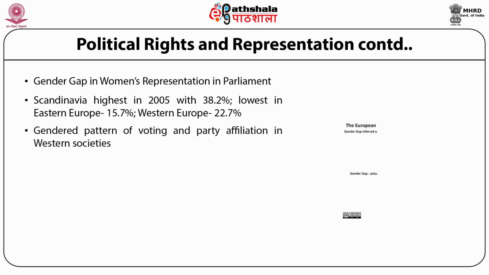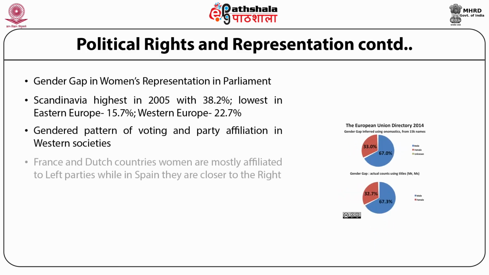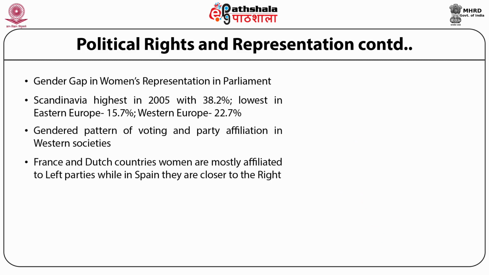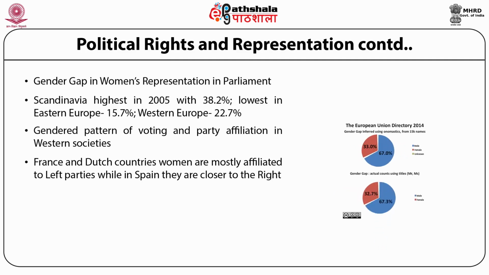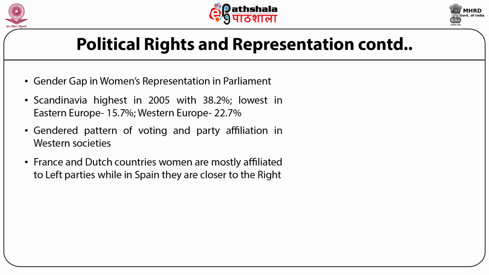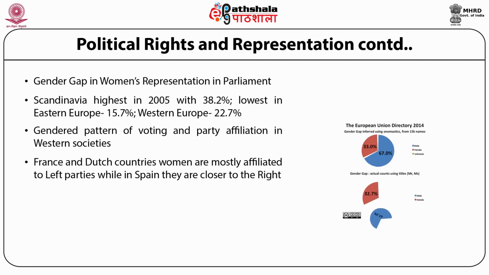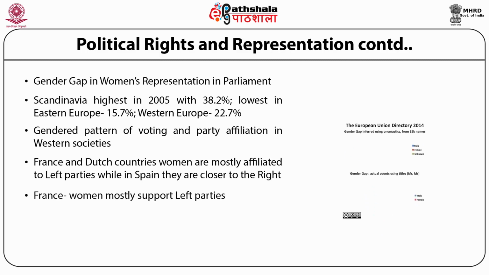Also, we find gendered patterns of voting and party affiliation in Western societies. Let me give you some examples. In France and Dutch countries, it has been found by comparative analysis that women are mostly affiliated to left parties, whereas males are mostly affiliated to right organizations. In Spain, in contrast, they are closer to the right. In France, we find that in recent times women have mostly supported left parties.